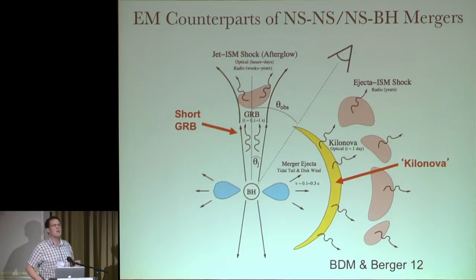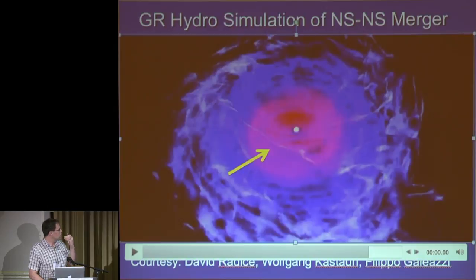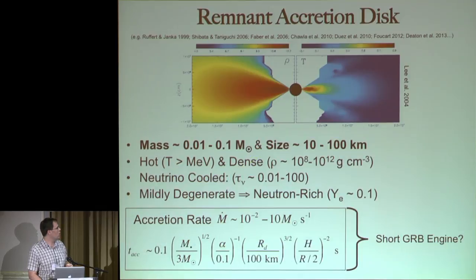The idea has been around for a long time that the accretion of this remnant disk onto the newly formed black hole can power a transient jet of relativistic material, at least going back to Paczynski and Narayan and Eichler in the 80s and 90s. And so dissipation within this jet could potentially power a gamma ray burst. And so again, we're talking about this remnant torus that forms around the black hole.